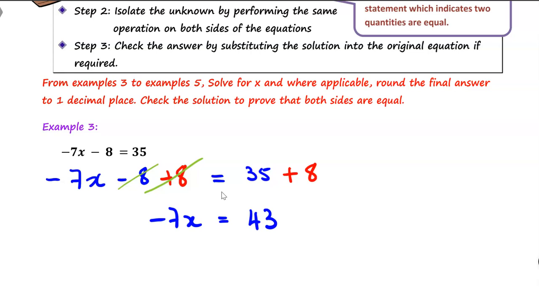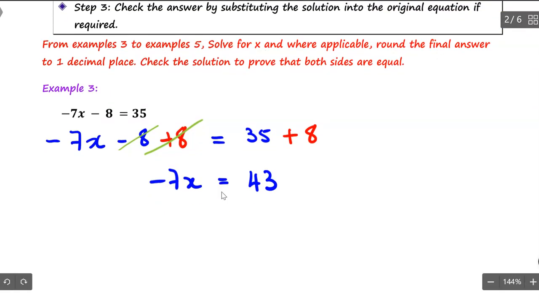So the right hand side equal to 43. Now I'm going to get rid of the negative 7 in front of x. I need to solve for x, so I just have to have one x left. So you have negative 7 times x. In order to get rid of this negative 7, you must divide both sides by negative 7. So I do the same thing on this side. Okay, so I just apply the simple step.